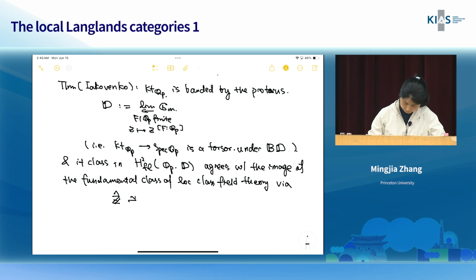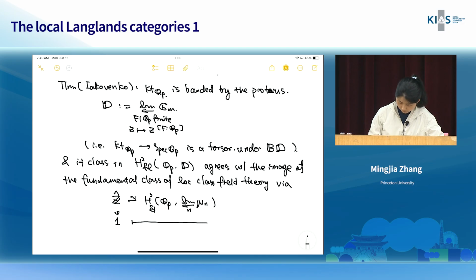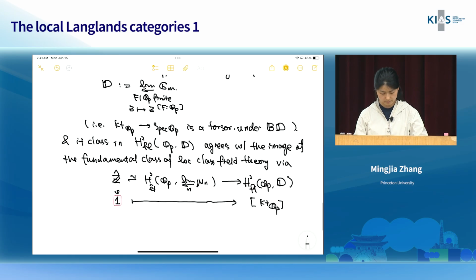So Z hat isomorphic to H2 of QP. So here you can take ℓ cohomology with coefficient in this inverse limit of roots of unity, μ_n's. So here you have element 1, and then this group maps to, because each μ_n maps to G_m, and this n corresponds to the degree of the finite extension, and you have a map from here to QP D, and the image of this map identifies with the class of the Kottwitz gerbe.